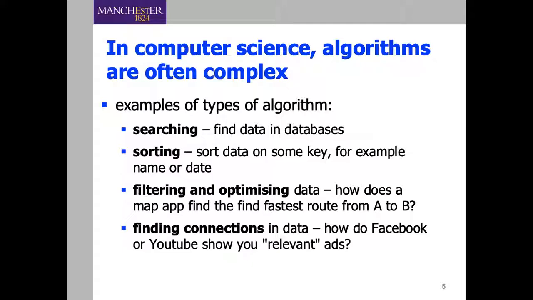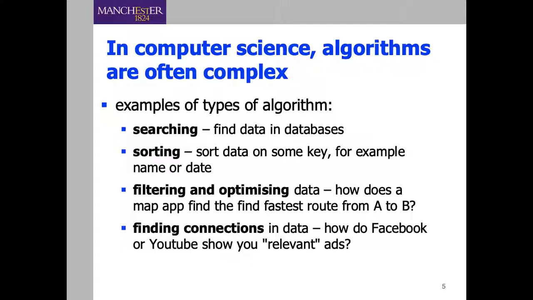How do we filter and optimize relationships within the data? How does a route finding app on your phone or your tablet find the most efficient route between A and B, which must take into account factors not just like the topology of the roads or the railway or whatever mode of transport you're using, but the current conditions. Are roads closed? Are there delays to transportation and so on? All this stuff has to go into the algorithm.